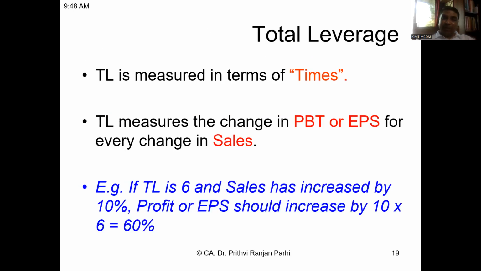Total leverage is also measured in terms of times. Total leverage measures the change in PBT or EPS for every change in sales. That is, if the total leverage is 6 and sales increases by 10%, profit or EPS should increase by 60%.